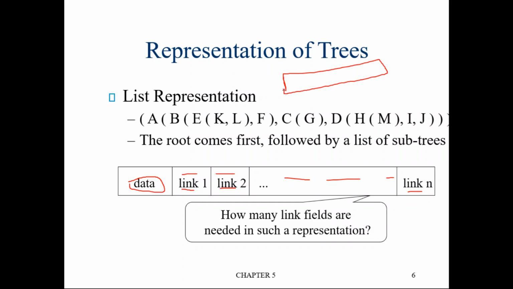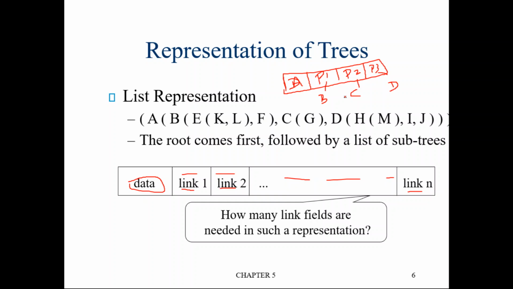It is enough to have a data structure something like this, which has one data part and 3 pointers, P1, P2 and P3. Because there will not be any node with more than 3 children, right? So you may use all the 3 pointers for the root node. Say this is the root node A, pointer 1 may point to B, pointer 2 may point to C, pointer 3 may point to D.